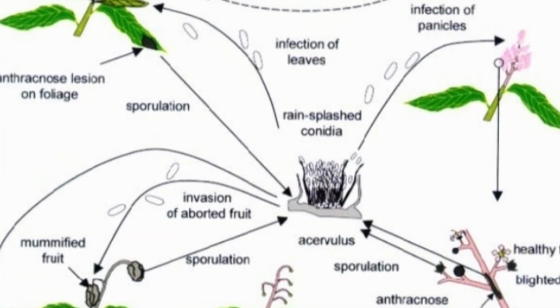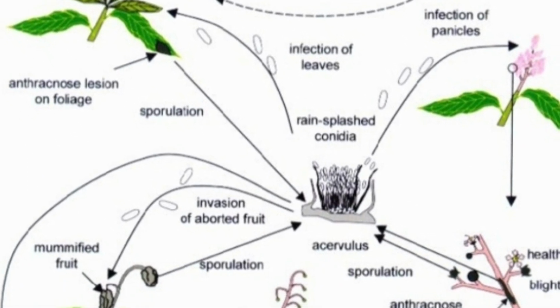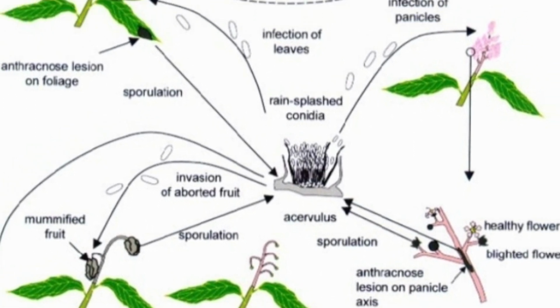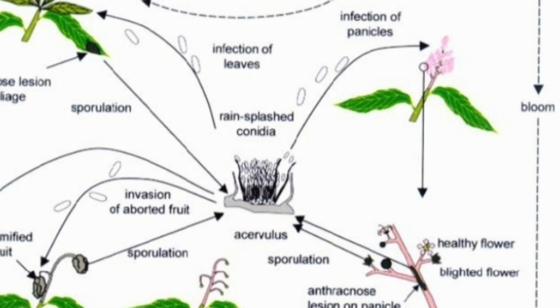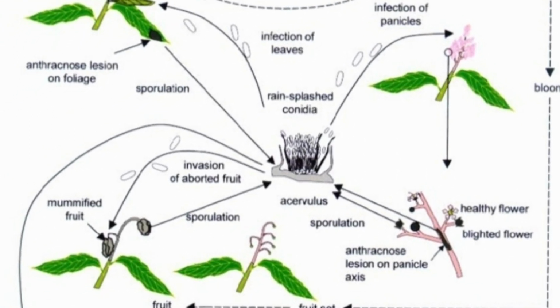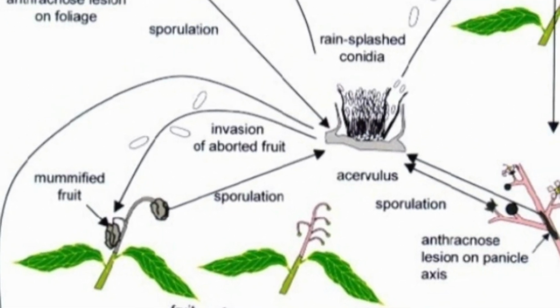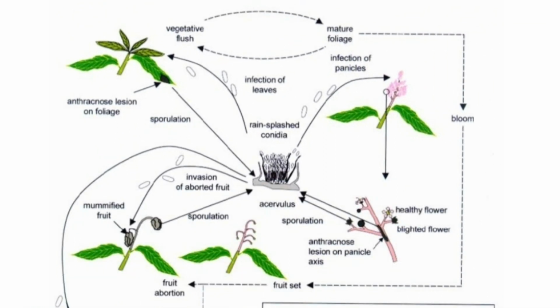When they fall onto the leaves, they cause anthracnose symptoms on the leaf foliage. When the rain splashed conidia fall on the panicle, the infection leads to the formation of blighted flowers. And when the invasion occurs in the aborted fruits, there will be a formation of mummified fruits. Wherever they fall, on leaf, panicle or fruit, they again sporulate and lead to the formation of acervuli and further spread of conidia through rain splash.